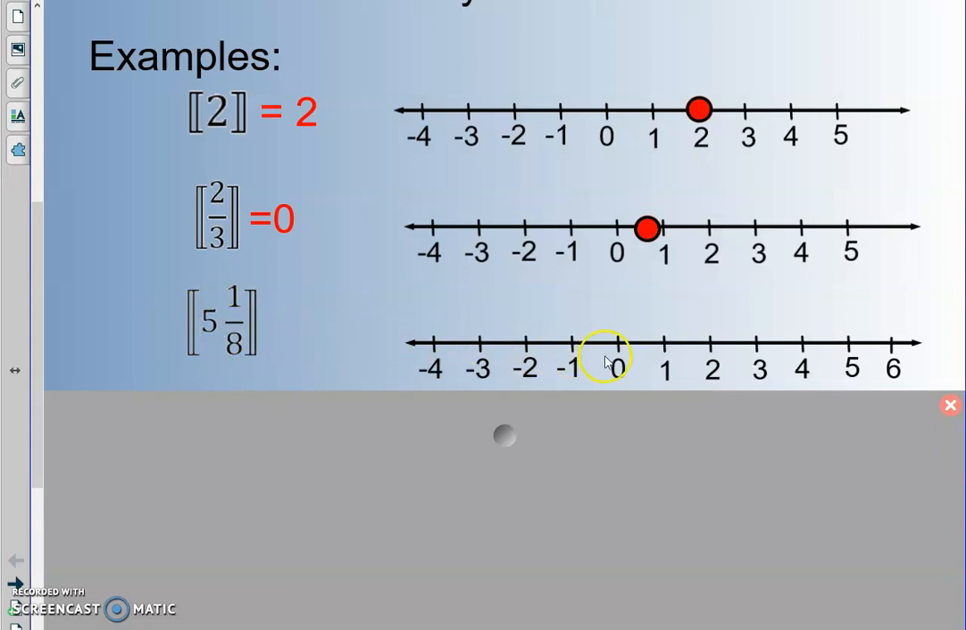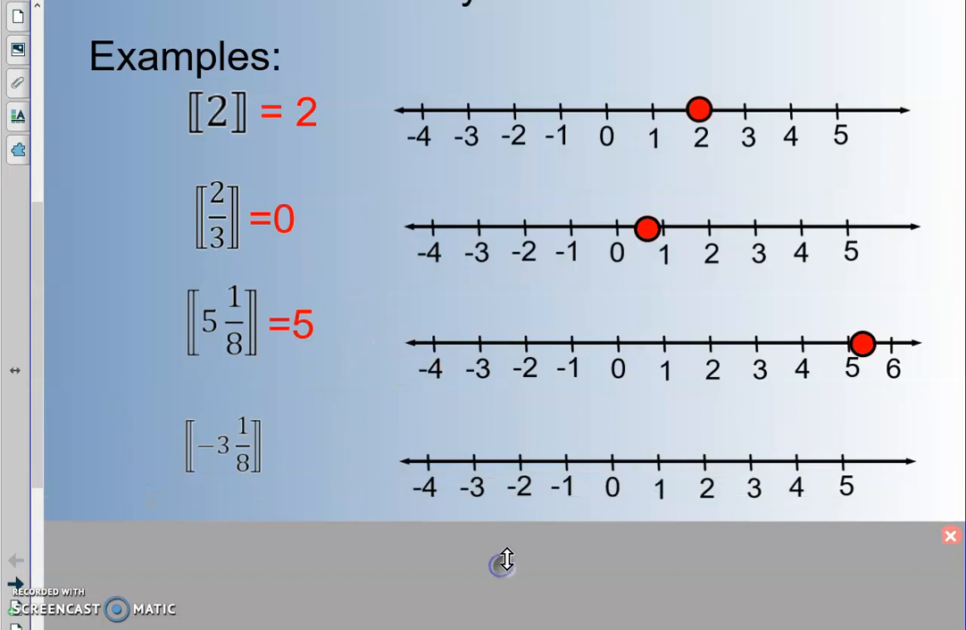Well, hopefully you thought on a number line, 5 1/8. We've gone slightly beyond 5. We haven't reached 6, so it's 5. And let's just do one more problem just to make sure you really have it. So we're at -3 1/8. I hope you said the greatest integer function is -4. Oh, I bet you missed that one. Students always miss this one.